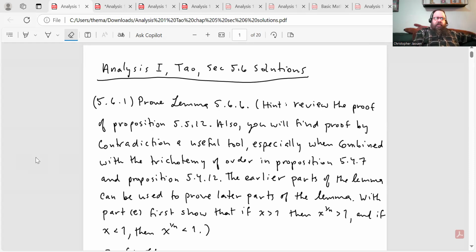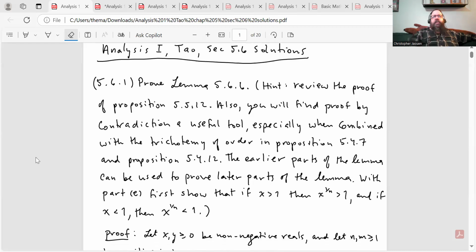In question 5.6.1, Tao asks us to prove lemma 5.6.6, which is a lemma from, if you look back in my video for the summary for section 5.6, you can see what that says. I have the different parts of the lemma written out here, so I don't have to go back to the summary to show you. But Tao does give us a hint here. Actually, he gives us a hint for several of the parts.